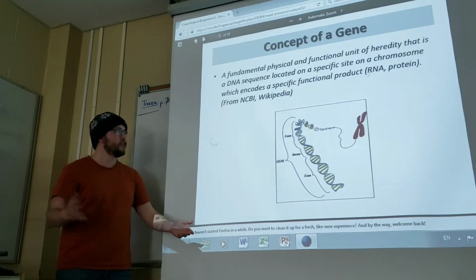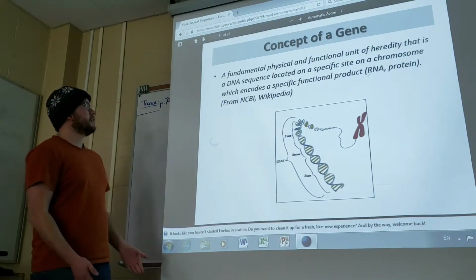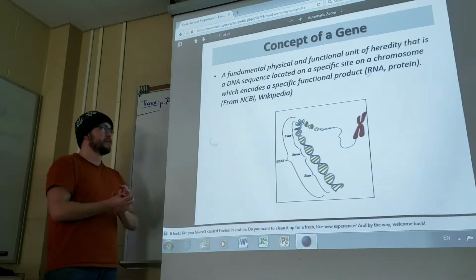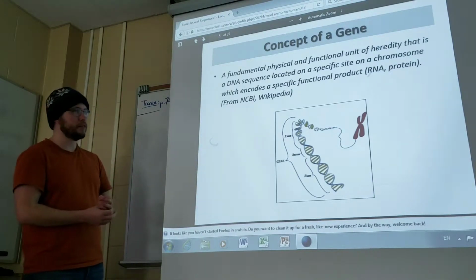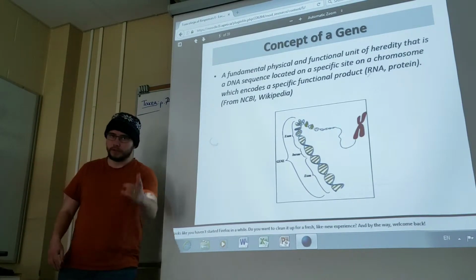The concept of a gene: a fundamental physical and functional unit of heredity, a DNA sequence located on a specific site of a chromosome, which encodes a specific functional product, RNA or protein. This is from Wikipedia, so you know it's a good source.